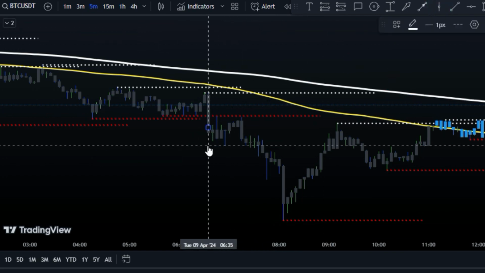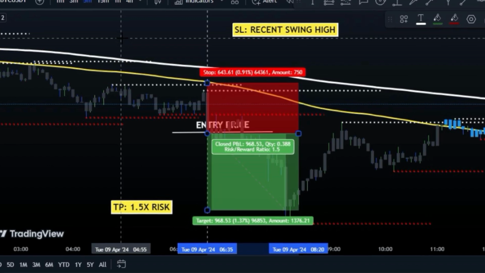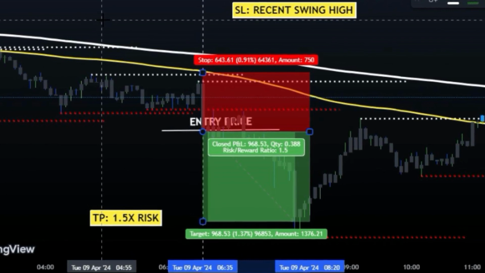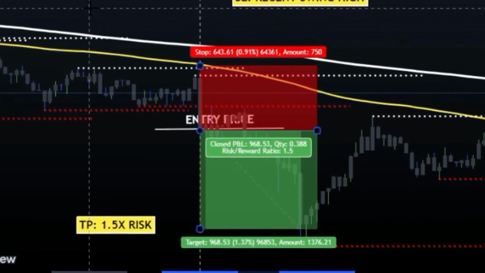Following your trade entry, set your stop loss and target levels as follows. Position your stop loss at the most recent swing high and establish a target that is 1.5 times greater than the trade risk.